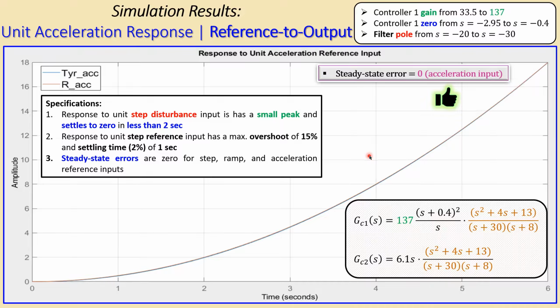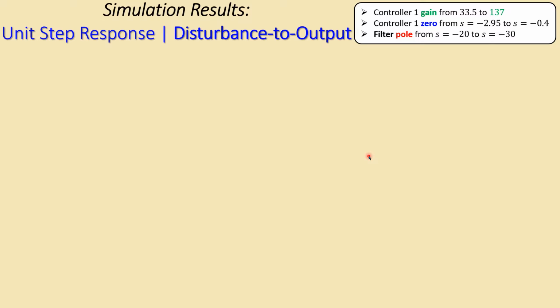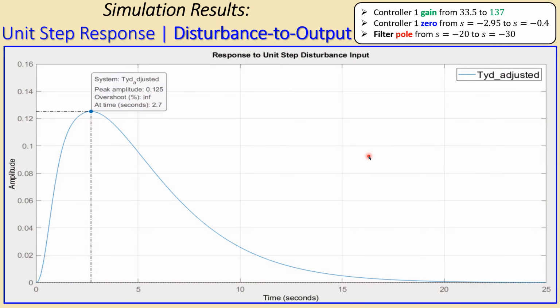Good, that is also what we had. So this is fine, and we know that we have now met all the responses and specifications we needed for this example. So let's also look at the disturbance and how that looks.